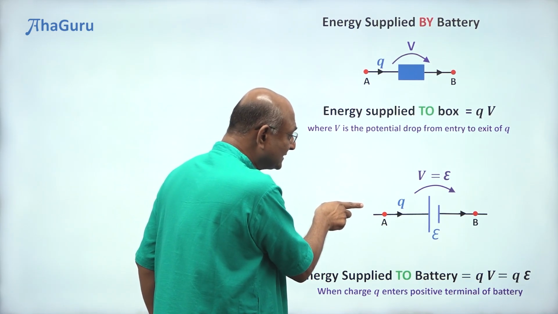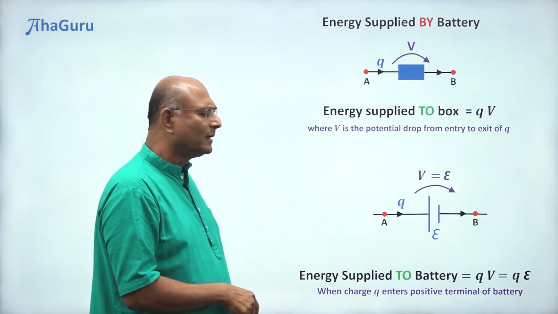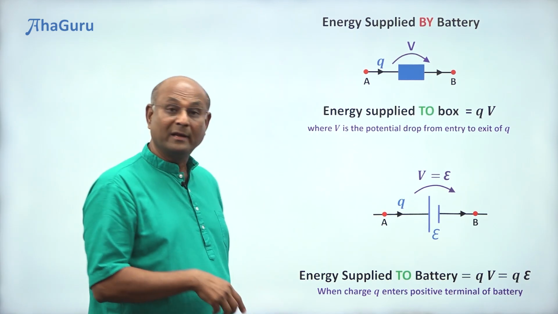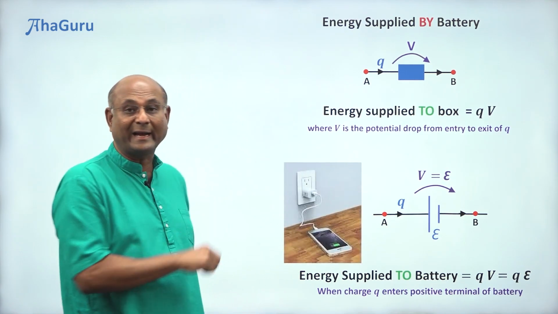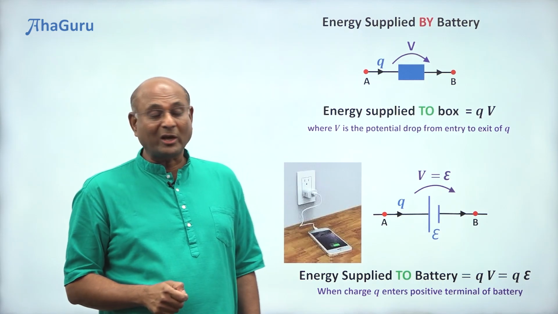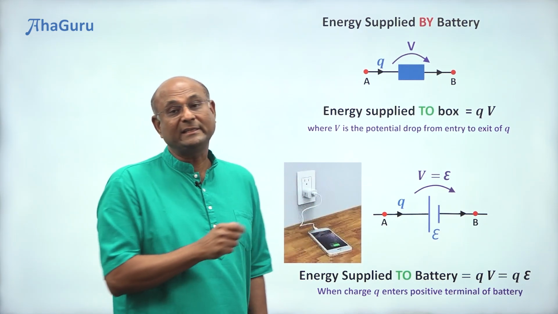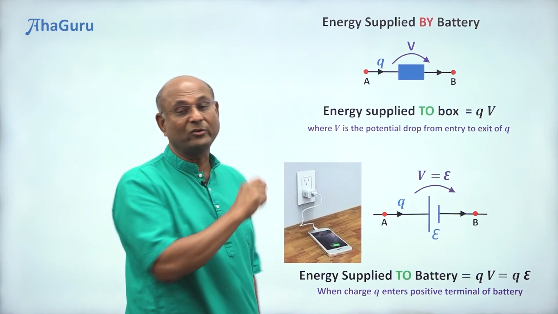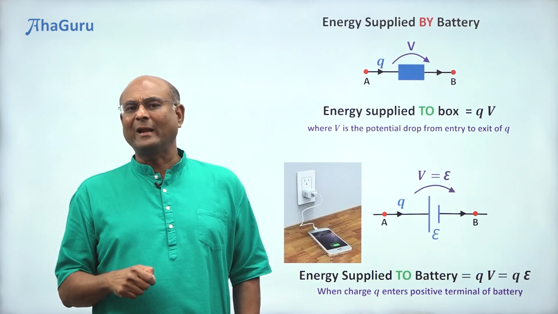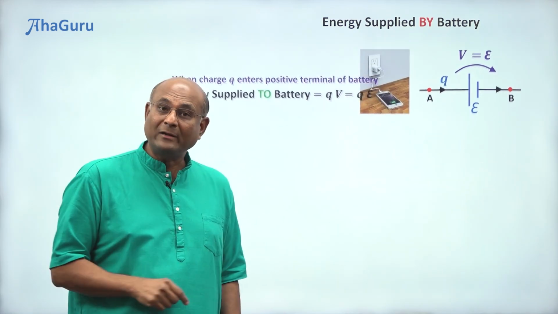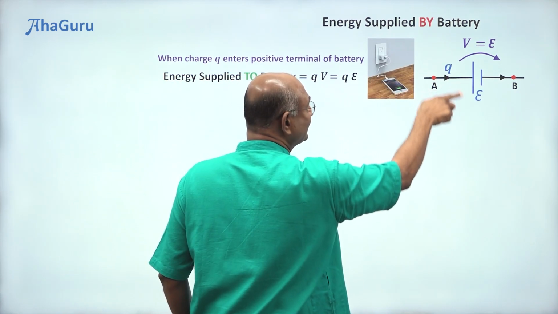Remember here that the charge is entering the positive terminal of the battery. Is this even possible? Yes, it's possible, and we use this very often. Every time you take your cell phone and connect it to your wall socket, what is happening? You are actually supplying energy to the battery that is there in your cell phone. So this is used quite often. But many times we would like the reverse, right? We would like to consider the case where the charge doesn't enter the positive terminal.